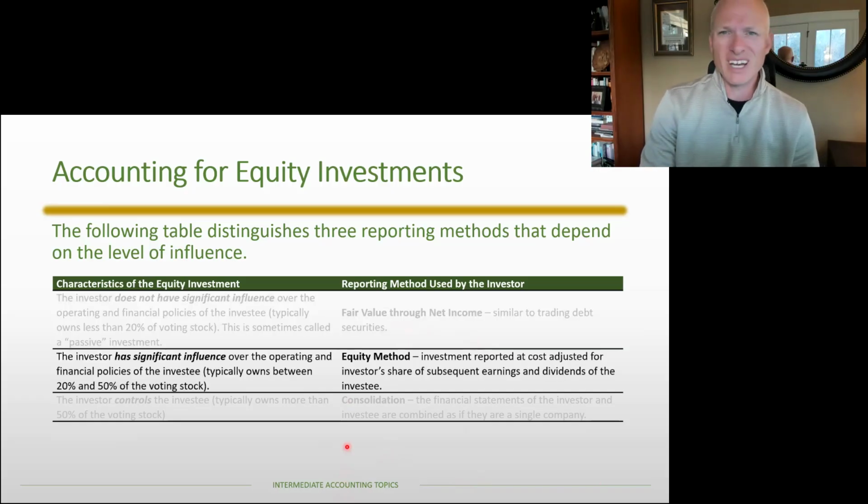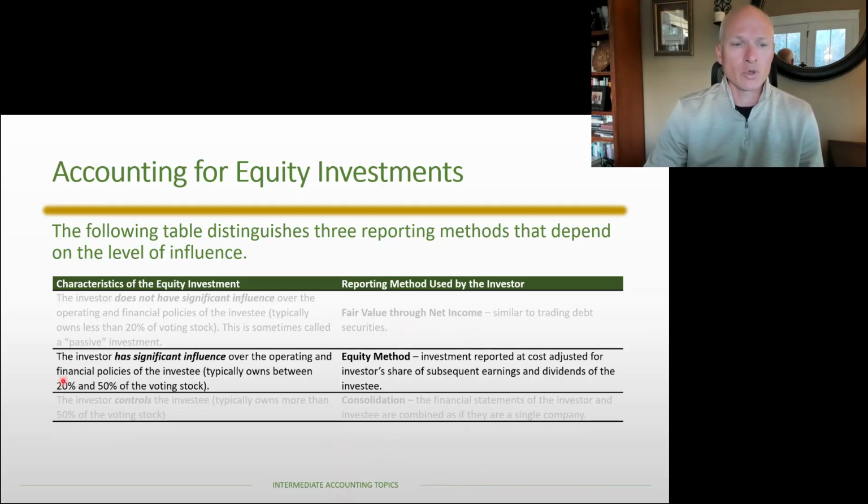One that's a little more complicated, but not too difficult, is when you have significant influence. That's when you own 20 to 50% of the voting stock. In that situation, you're not holding it passively. You're actually trying to influence decision making. You're holding it for reasons other than actively trading those shares. And so you're going to use a different method, called the equity method. What that focuses on is changes in the book basis, or the book value, of those shares. So rather than focusing on market value as in passive investments, with the equity method you're focused on the book value.